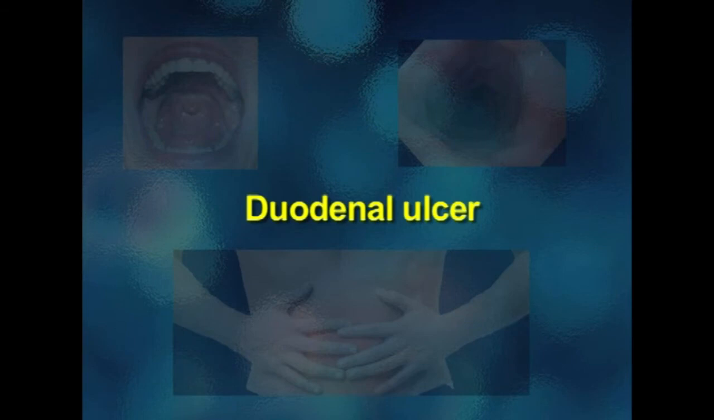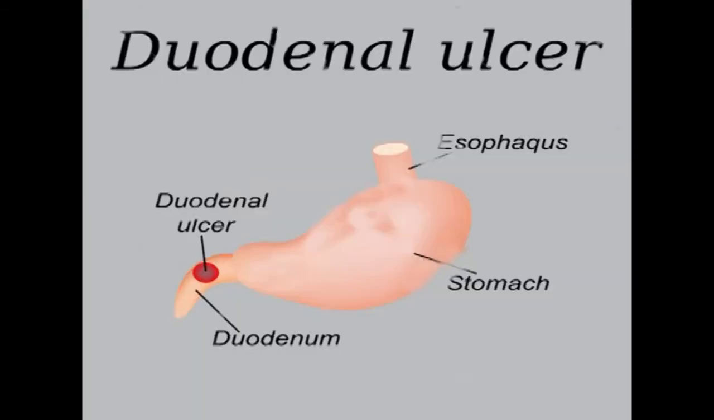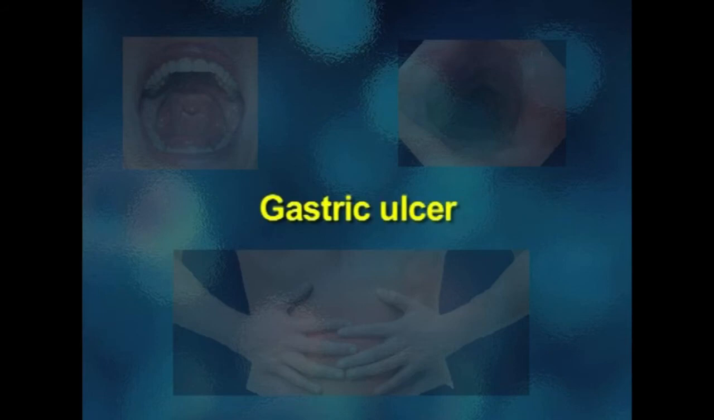Next one is duodenal ulcer. In this condition, hypersecretion of acid is found, although tissue resistance is normal. Acid hypersecretion is attributed to an increased number of parietal cells and impaired rapid gastric emptying with loss of buffering effect. The next one is gastric ulcer.